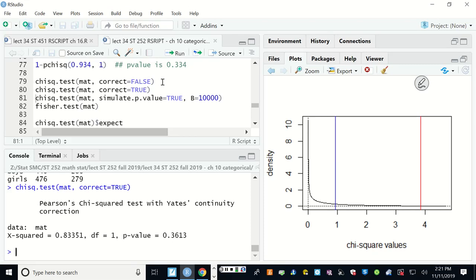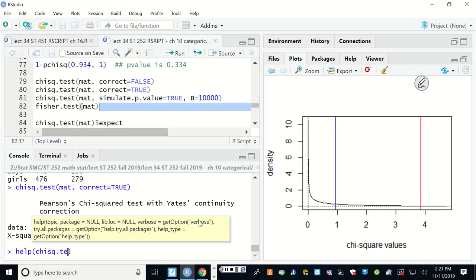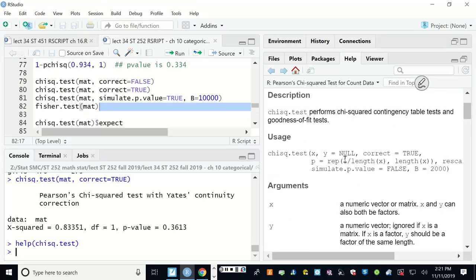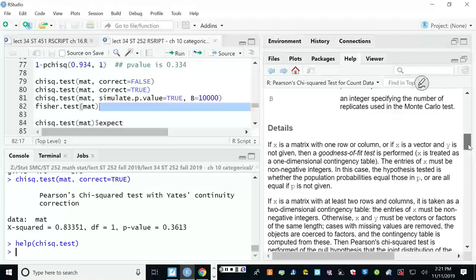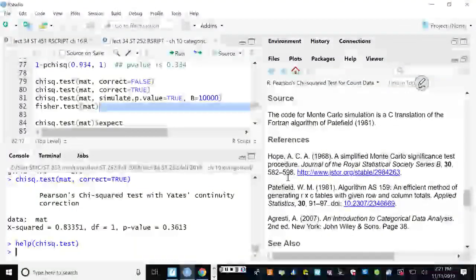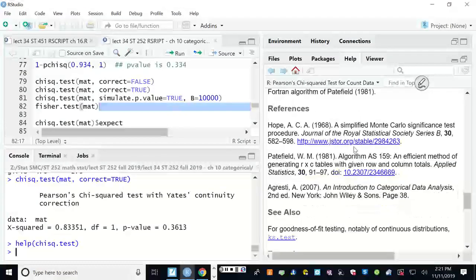You can also simulate p-values, which is like our permutation test. So how would you know that stuff's there? Help, chi-square.test. Pearson's chi-square. Simulate p-values is an option there. Where does this come from? There's some examples there, but I didn't give the original Pearson reference, but a couple of other things.